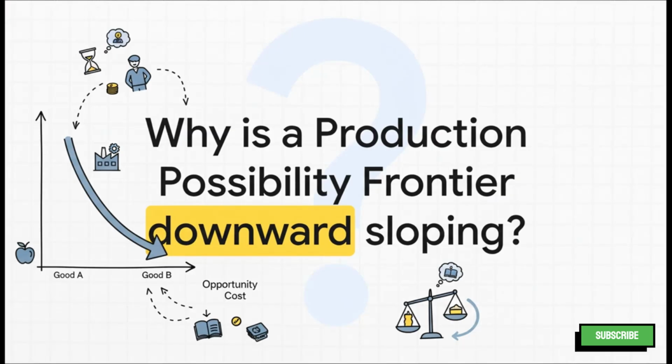First up, why does that PPF curve slope downwards? I'll give you a hint. It has everything to do with scarcity and opportunity cost. Got it? The answer is that because our resources are scarce, if you want to produce more of one good, you must produce less of another. That trade-off is the opportunity cost, and the downward slope shows it perfectly.